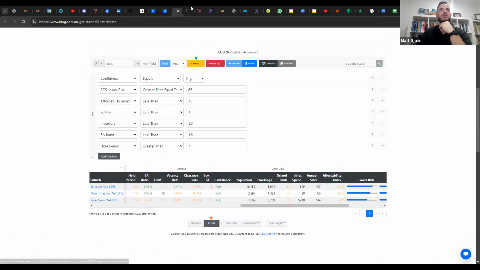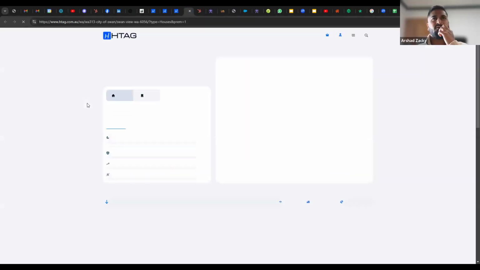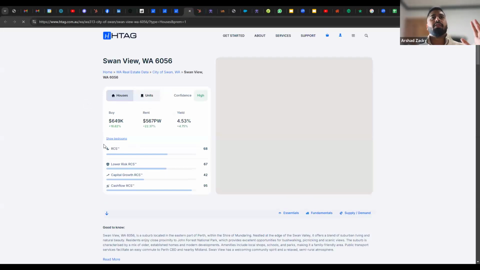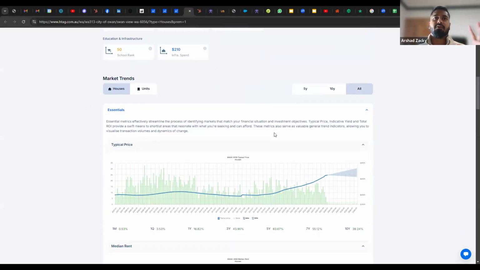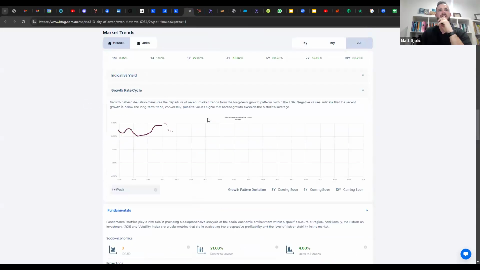Let's do Swan View. Yeah, I think we should have time for all 3. I think people are more interested in budget and mid-market buys. So if we don't have time to talk about, yeah, so these are the suburb pages.